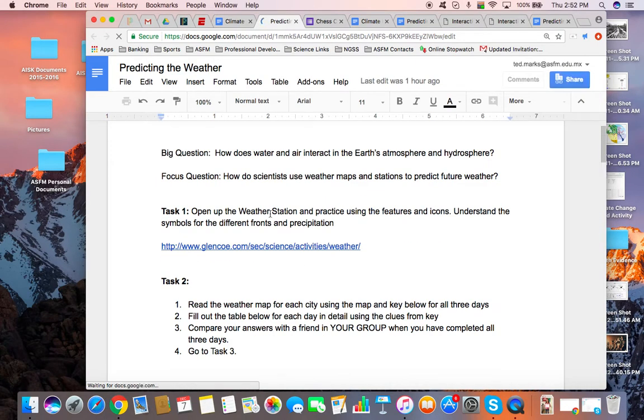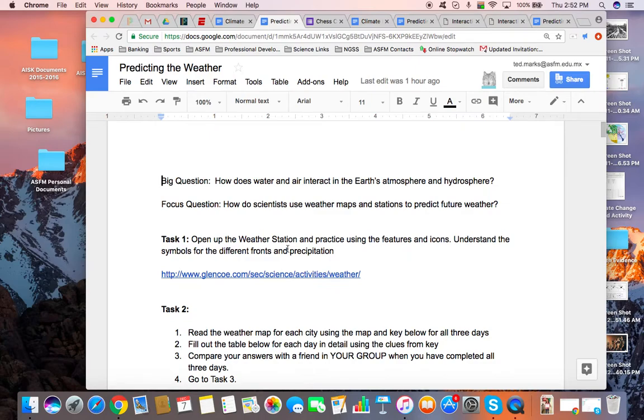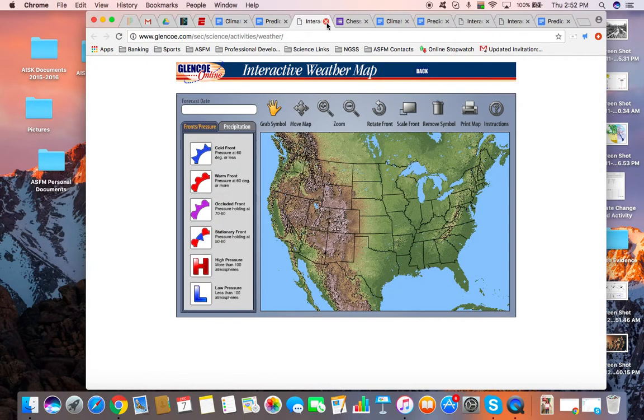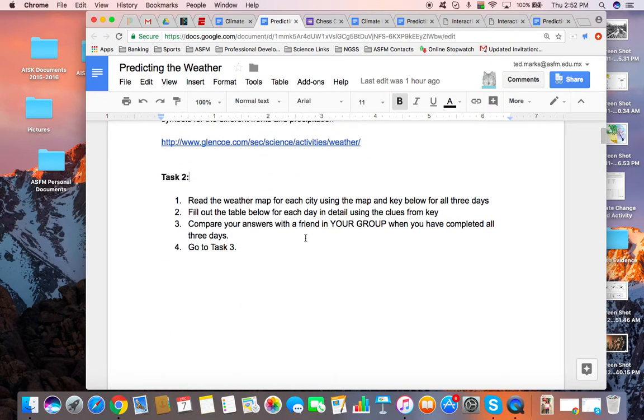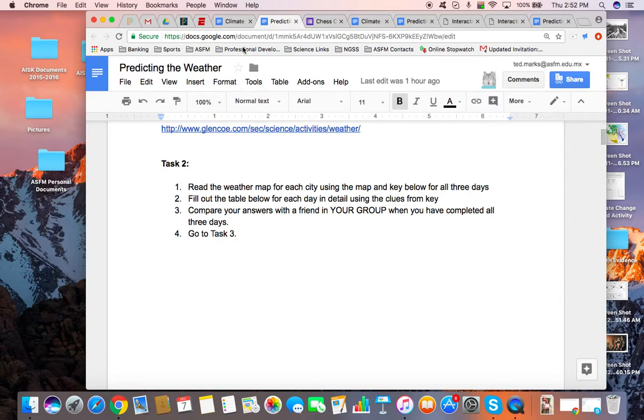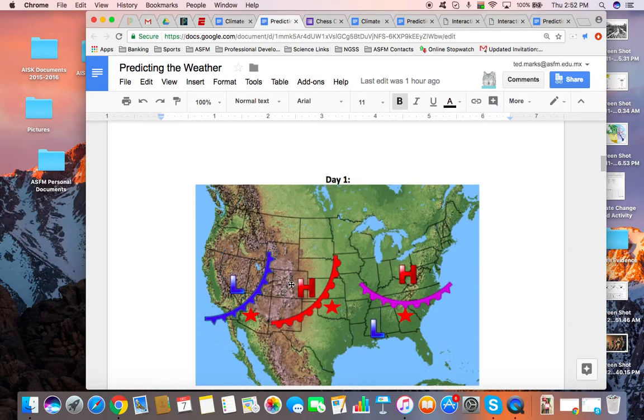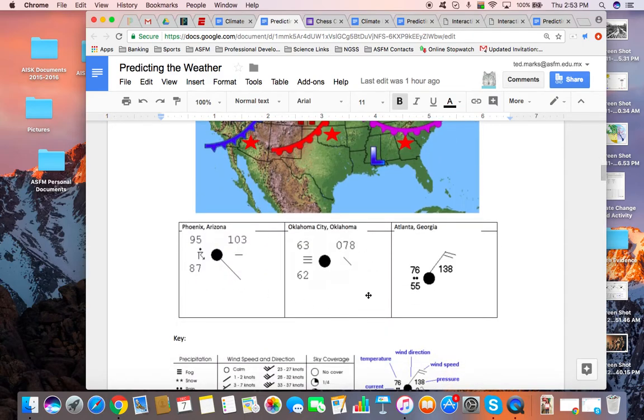Task 1 was to again just look through and understand the icons for the weather map, just to get an idea of what these symbols mean. You don't have to spend too long doing that. The second activity was reading the weather. If I scroll down, you'll see that you have these fronts coming into each of the cities. You have to read these station models, they're called, for Arizona, Oklahoma City, and Georgia.